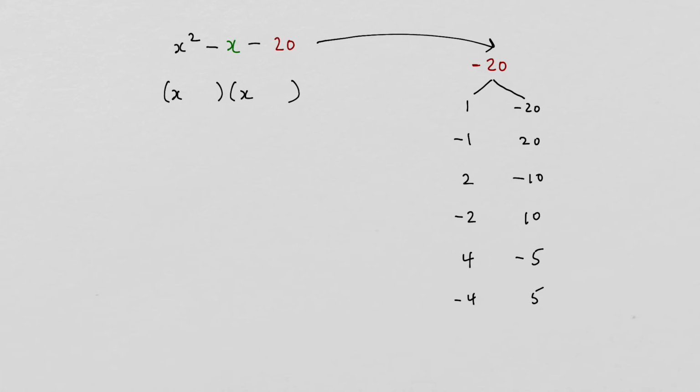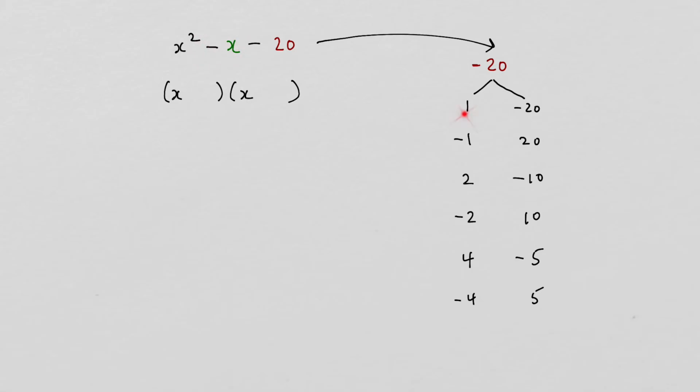So this portion is already satisfied. We know that some combination of these pairs, when multiplied together, will give us negative 20. Now the trick is to figure out what pair, when added or subtracted together, will give us a negative x. Well, let's take a look.